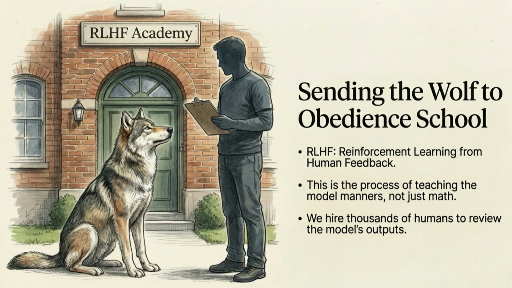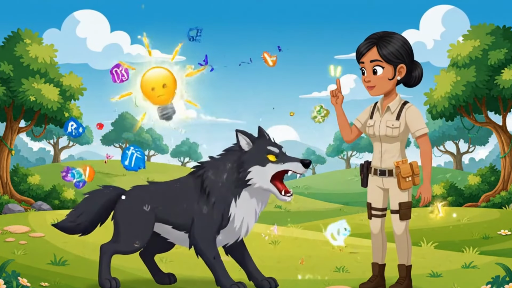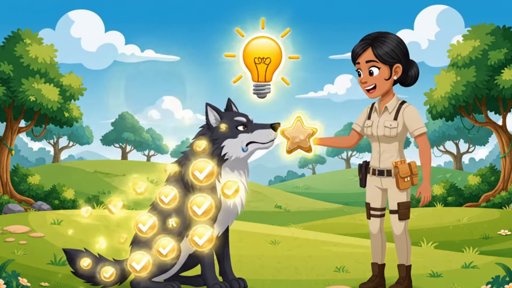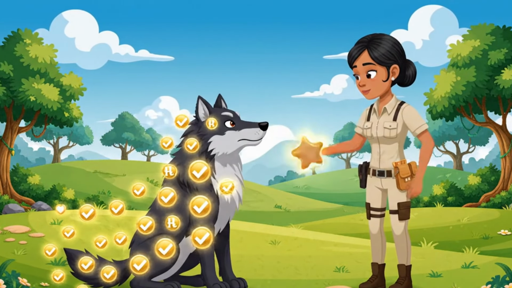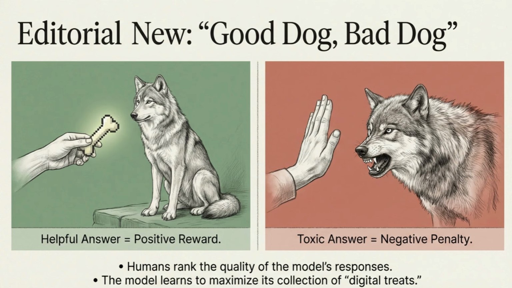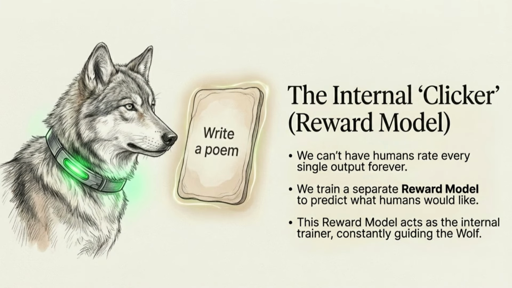This is the process known as RLHF, reinforcement learning from human feedback. Dog training school. Literally. Companies hire thousands of humans. If the wolf writes a helpful, safe poem, the human gives it a treat, a positive reward. If it writes something toxic, the human says, bad dog, a negative signal. And over time, the wolf learns to act like a house pet. It learns to simulate a helpful assistant.